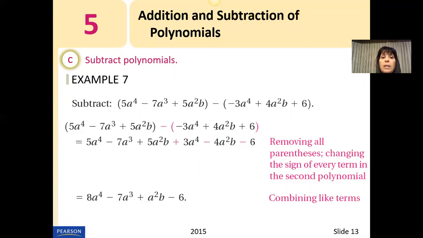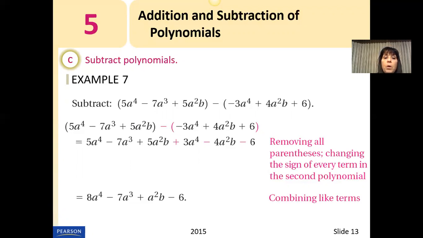So in subtracting, what we will do is we will change the middle sign, which is a subtraction sign, to addition, and then each of the signs of the second polynomial will become their opposite. So I have a negative sign in the middle becoming a plus, and then for the second polynomial, the first term will become positive, the 4a squared b will become negative, and the 6 will become negative.